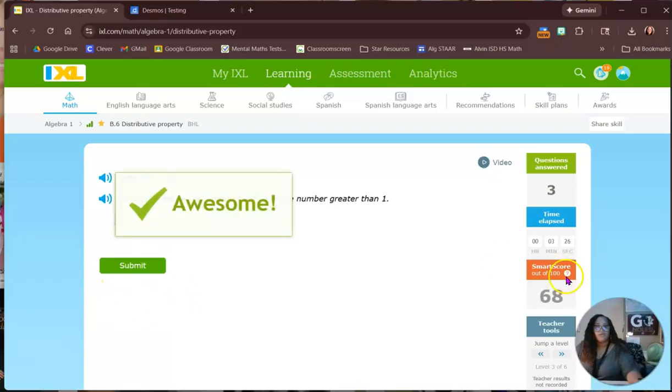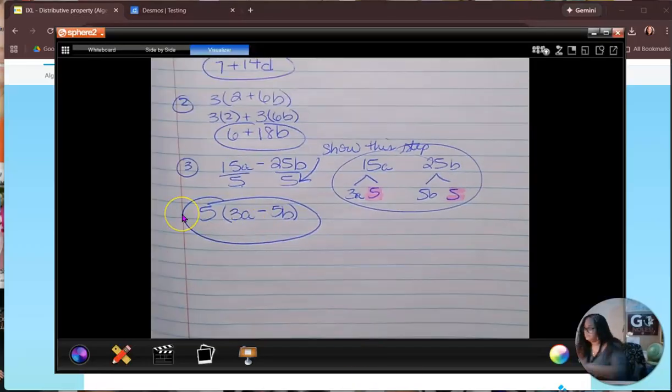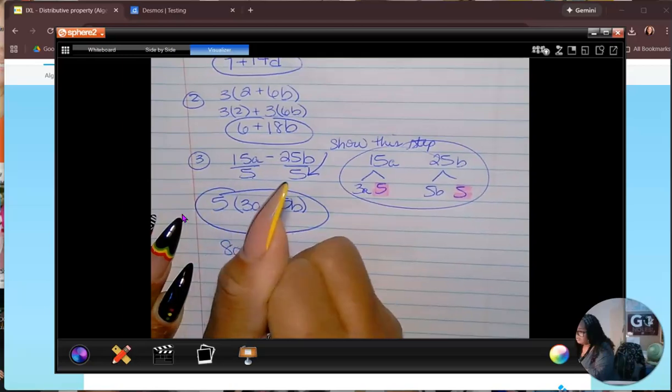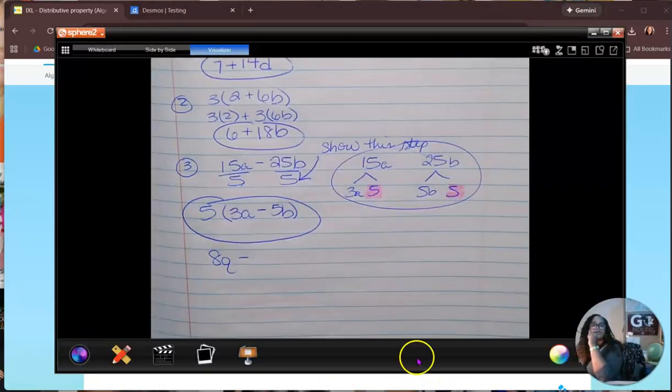Oops, let's check. Got it. 8q and 28. Okay. 8q, was it plus or minus? Plus 28.